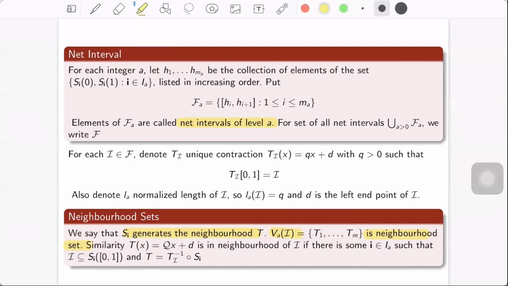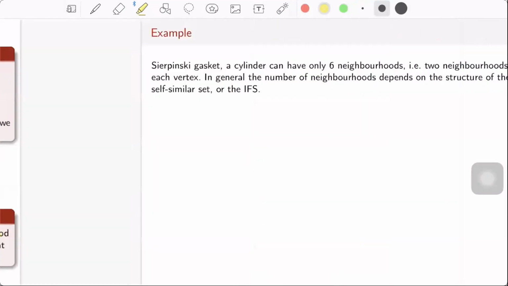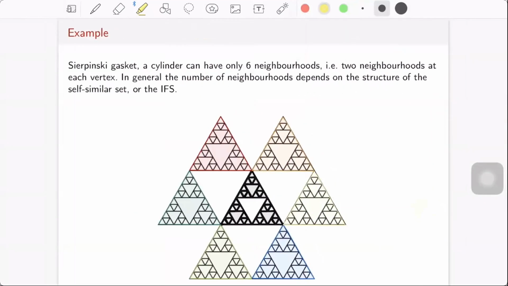I mentioned an example, so let us see an example in which there are a finite number of neighborhoods. The example is the Sierpinski triangle. It has two neighborhoods at each vertex. In general, the number of neighborhoods depends on the structure of a self-similar set. So in the Sierpinski gasket, or Sierpinski triangle, there are six neighborhoods.